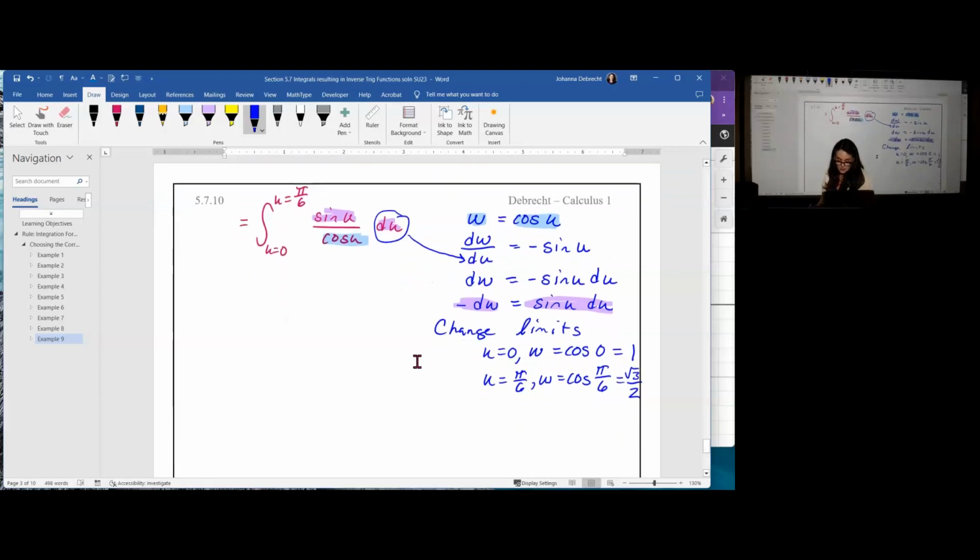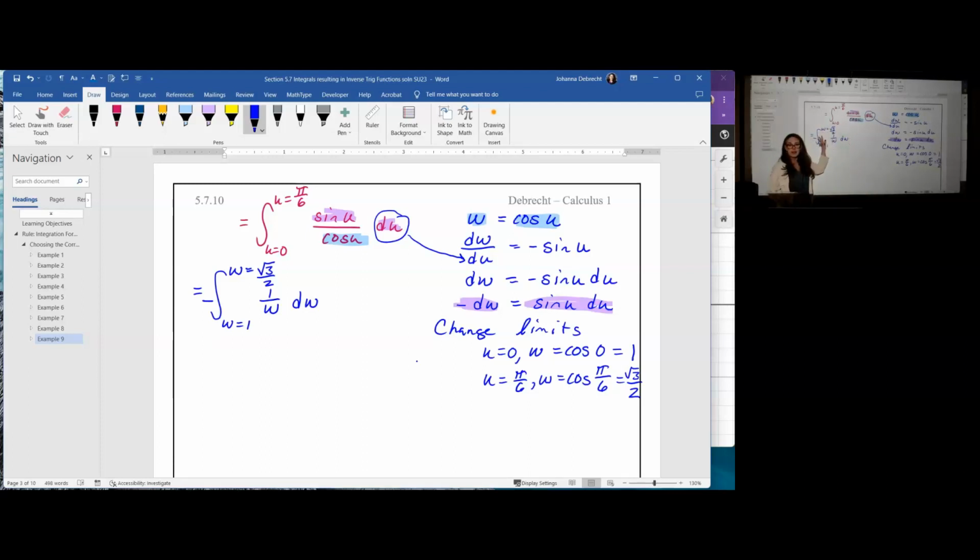Now that I have my w limits of integration, I can replace the previous integral with w equal to 1 to w equal to the square root of 3 divided by 2. And we replace sine of u du with a negative dw. I'm going to move the negative outside, leave the dw. And I replace the cosine of u with w. Notice that that still leaves the w in the denominator.